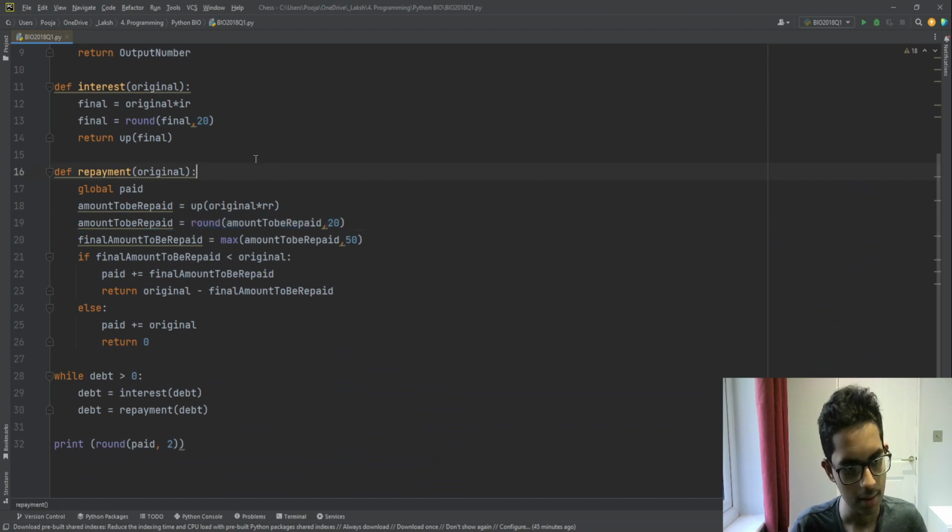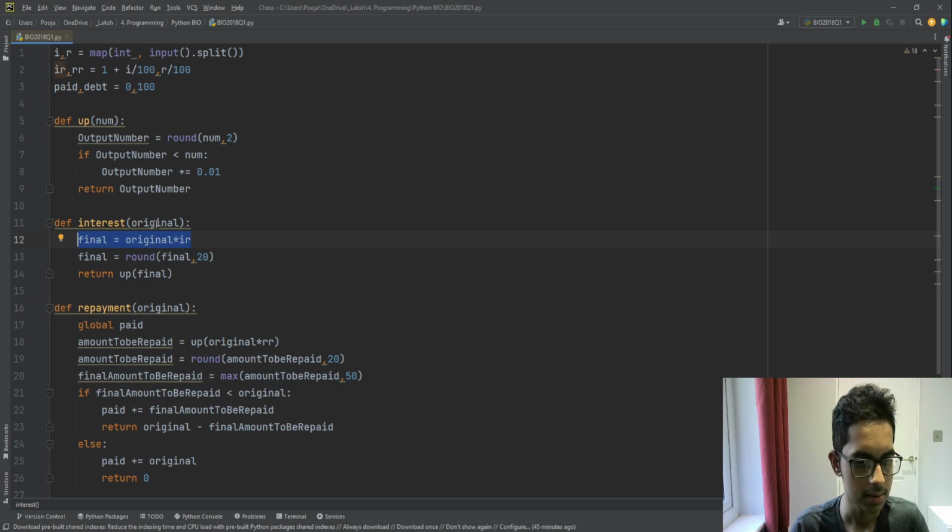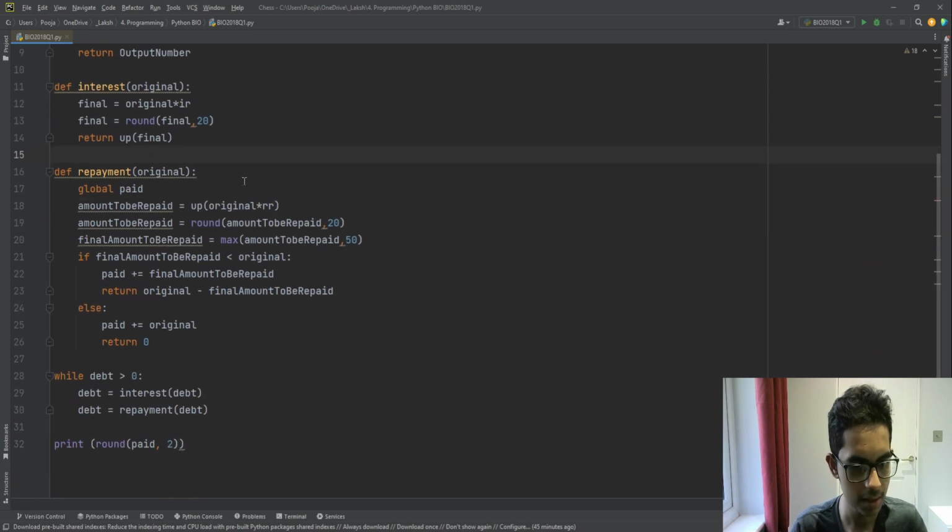Okay? So now let's have a look at the other functions. For interest, we're just multiplying the final amount of money by the interest rate. And then we round the interest to 20 decimal places, and return the rounded version of this final interest. And now this is the repayment function, which is the main block of the code. So we have this global variable paid.